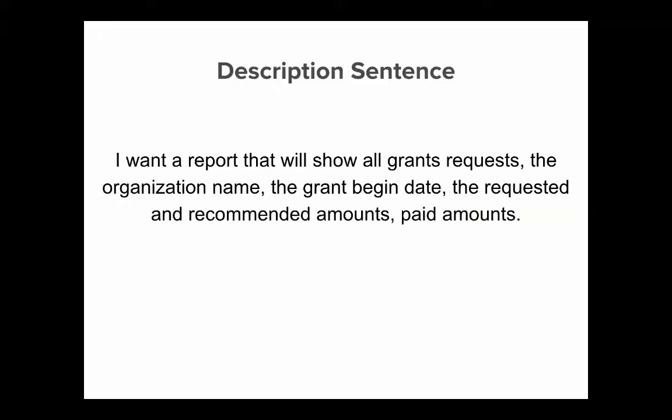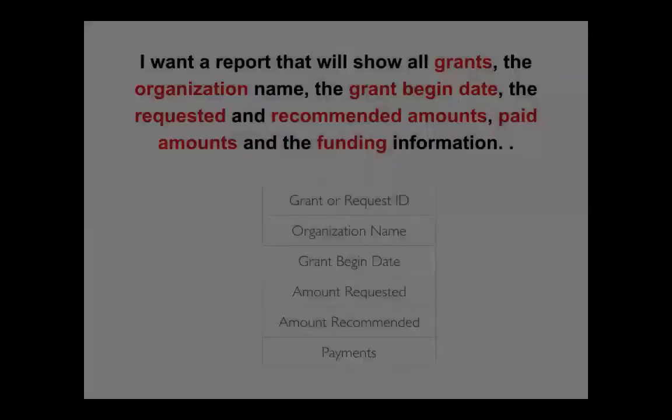The first step in building an ad hoc report is to determine what fields you want to go ahead and include in that report. It can be helpful to start this process by creating a description sentence. In this example, we will start with the following sentence. I want a report that will show all grant requests, the organization name, the grant begin date, the requested and recommended amounts, and paid amounts. So that's a sentence that establishes what I want the report to do and what data I want pulled into my report. So let's go ahead and dissect that.